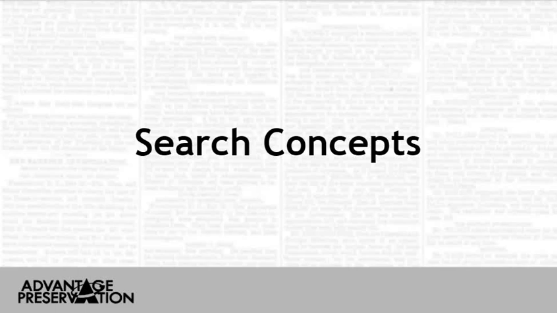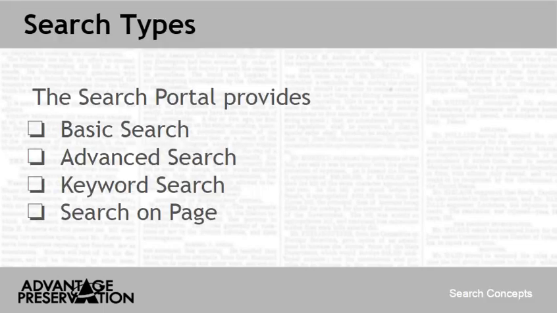In this video, we're going to be talking about search concepts. It's not a full-blown tutorial that tells you all the ins and outs of everything that you can do within the search portal, but it just introduces the concepts of the 4 different types of searches that you can perform using the search portal. And those 4 are: there's a basic search, an advanced search, a keyword search, and search on page. And we'll go through each of them one by one.